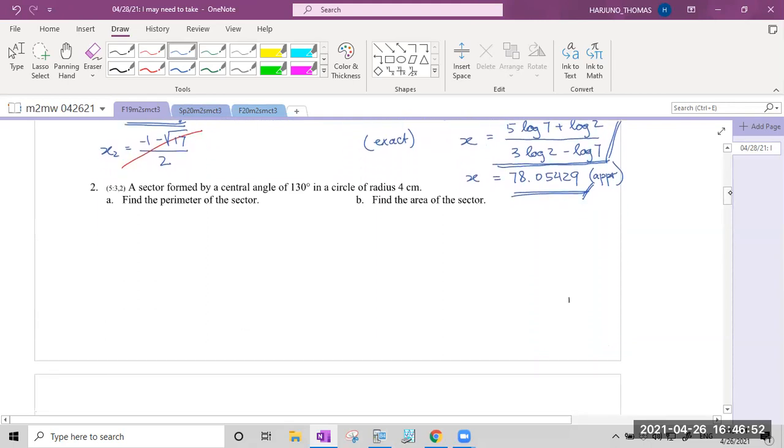Number 2 is on trigonometry. Actually, we can do this already, but let me just leave it to either Wednesday or next week, Monday. In case I don't show up this Wednesday, then you will see that on Monday. We will do that on Monday.